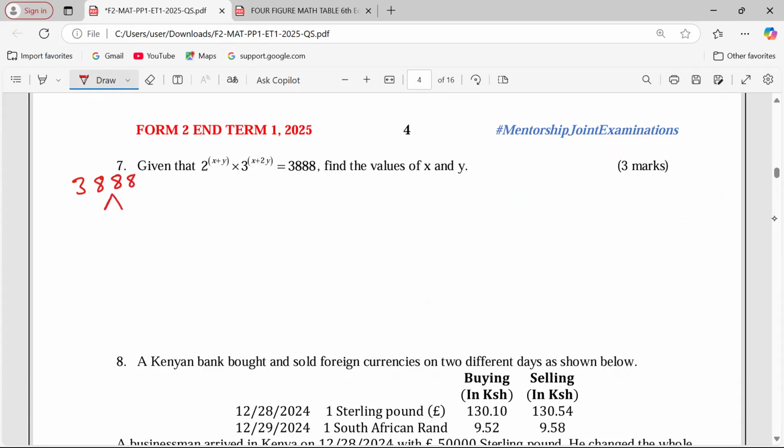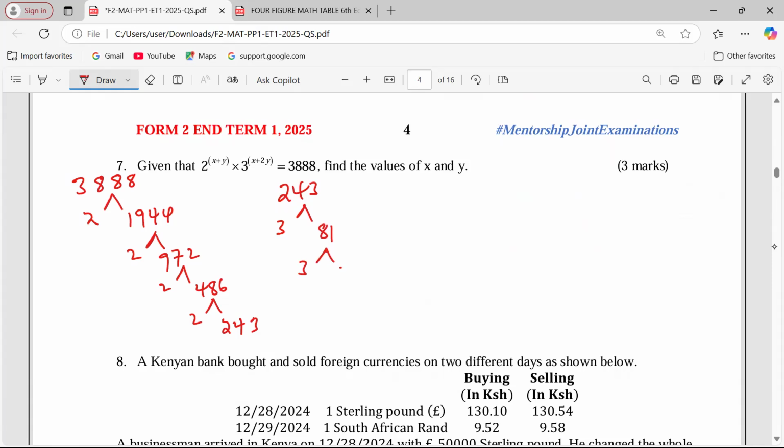3,888. It is even, so we can begin by 2, 1944. By 2 once again, 972. Then by 2 again, 486. That means we can go by 2 again to give us 243. Then now 243 can be divided by 3 to give us 81. By 3 to give us 27. By 3 to give us 9. And by 3 to give us 3. So we are fully done with the factorization process.